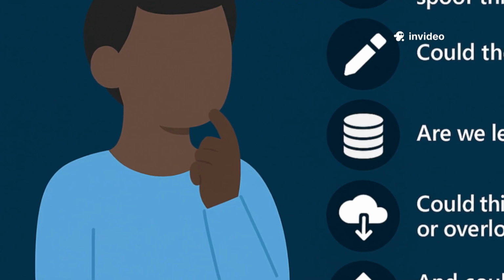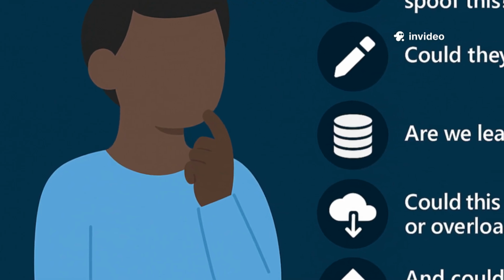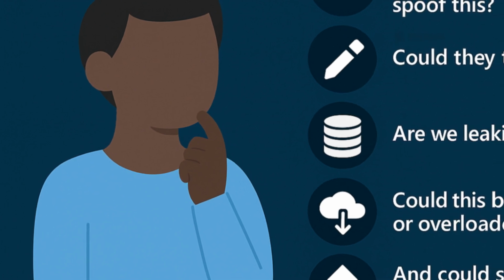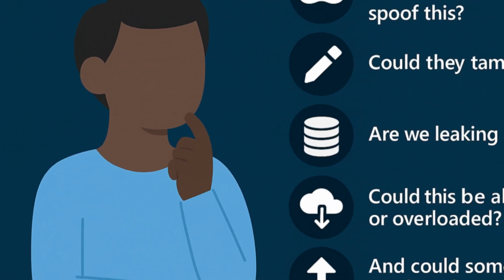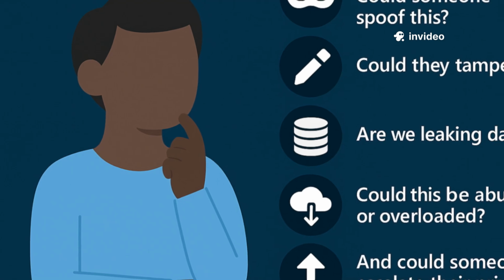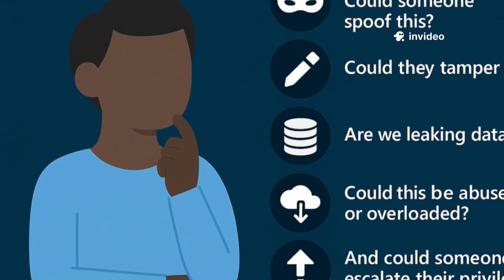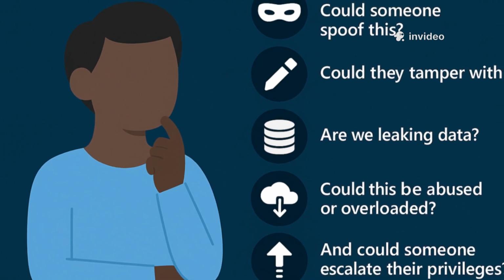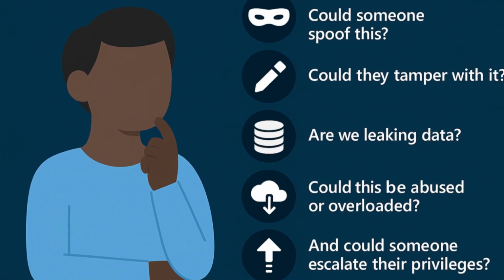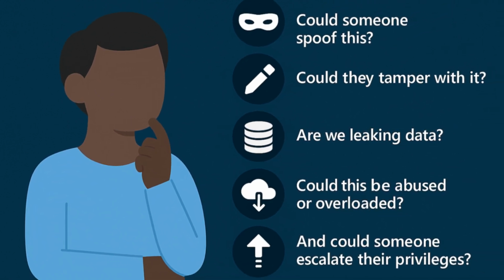You don't need a full security audit to stay ahead of attacks. Before you launch a feature, just pause and ask, could someone spoof this? Could they tamper with it? Could they deny it later? Are we leaking data? Could this be abused or overloaded? And could someone escalate their privileges? Those 6 questions, that's STRIDE, and it only takes 5 minutes per feature.